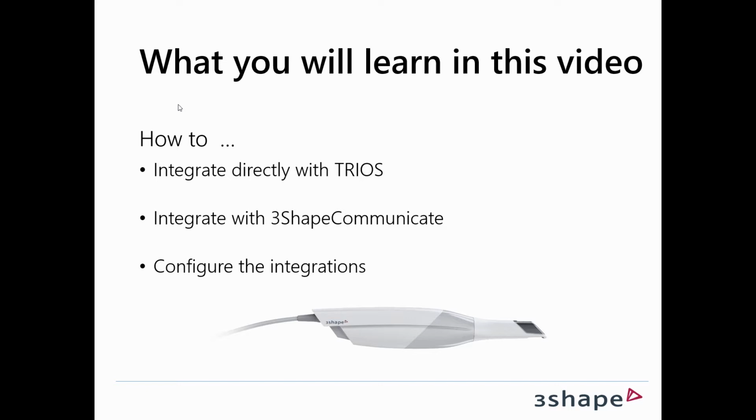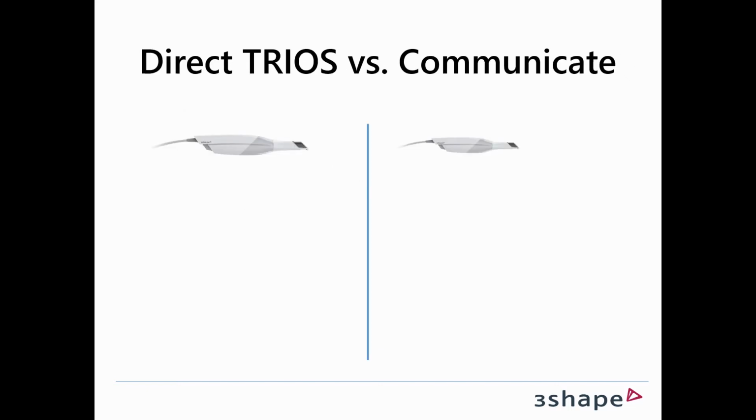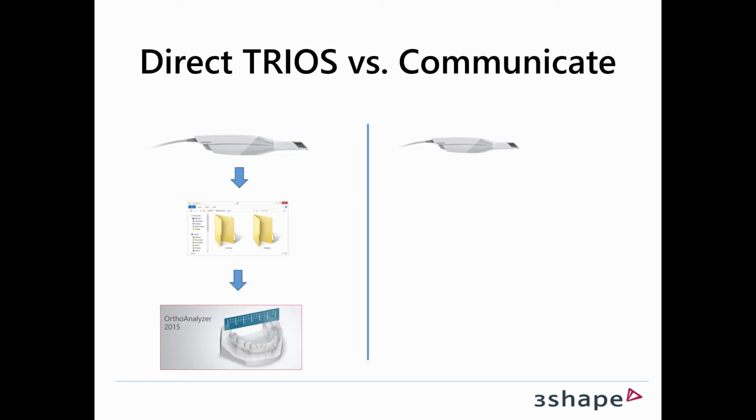If you compare the two models here, direct Trias versus Communicate, let's look at the direct Trias connection first. Basically, you make a scan with your Trias scanner. Those scans end up in a file folder on your computer, and then the Ortho System simply picks up those scans from the file folder. So very, very easy to understand.